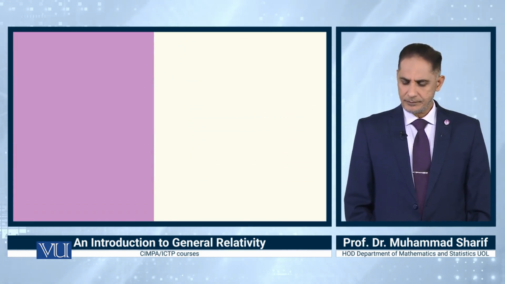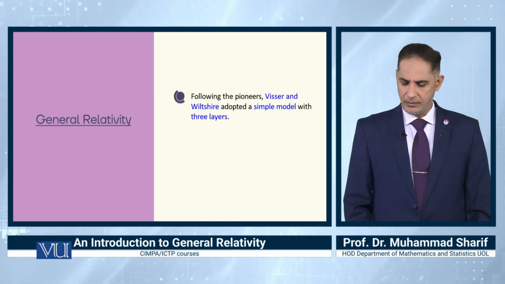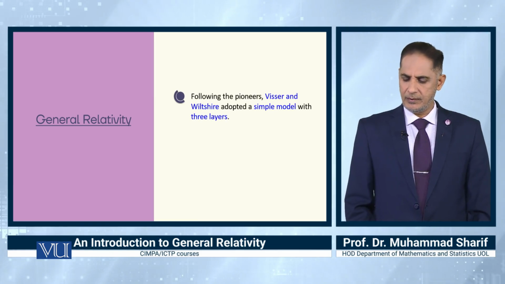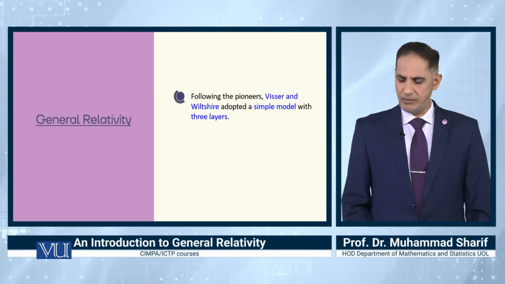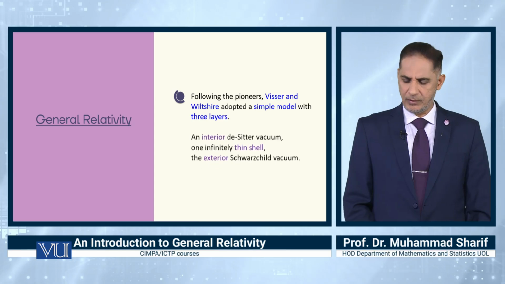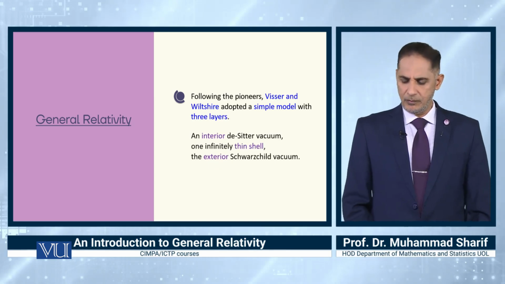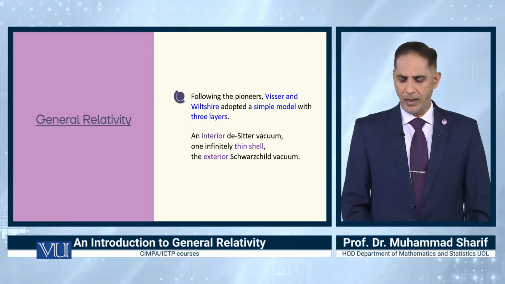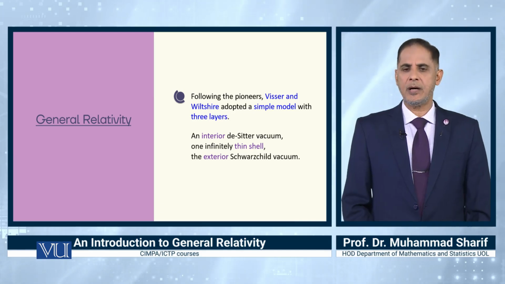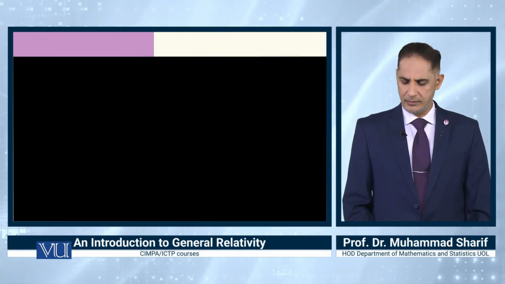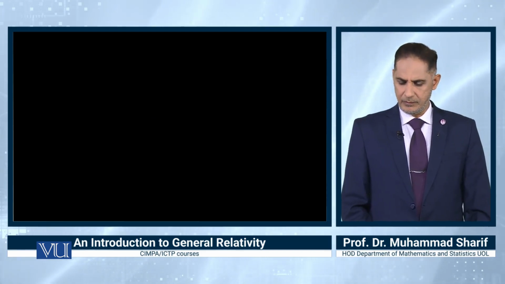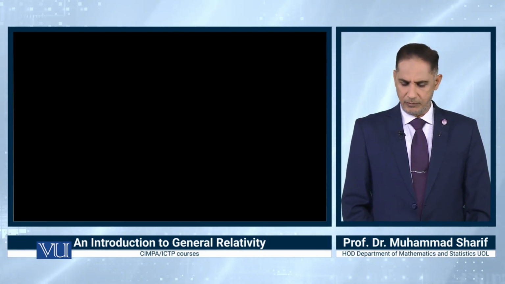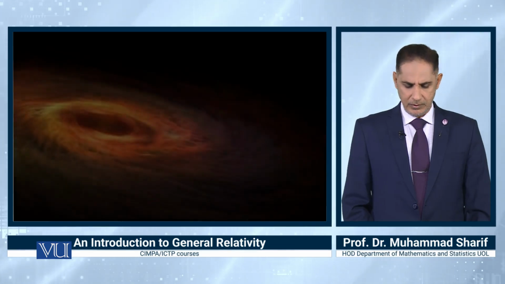However, this was revised by Visser and Wiltshire, and they adopted a simple model with only 3 layers. Number 1, an interior de Sitter vacuum. Number 2, one infinitely thin shell, and finally the exterior Schwarzschild vacuum. And nowadays these 3 layers are used to discuss gravastars. Here is a very brief video clip.